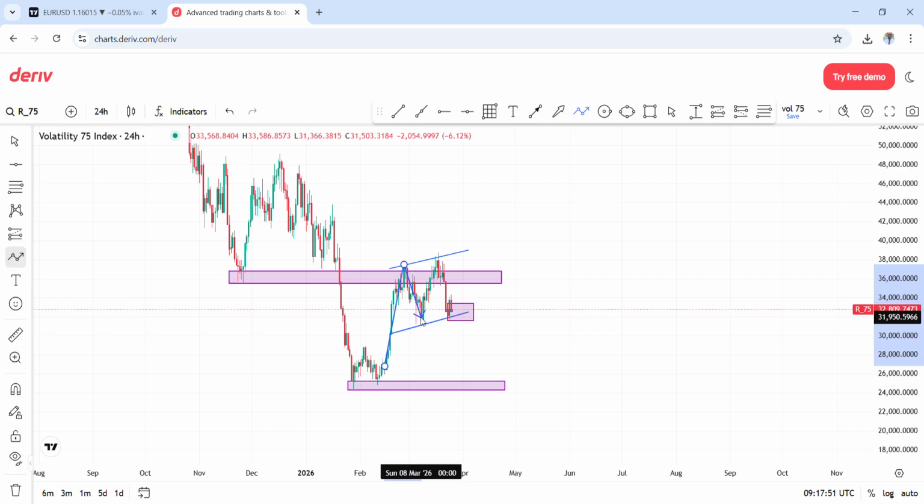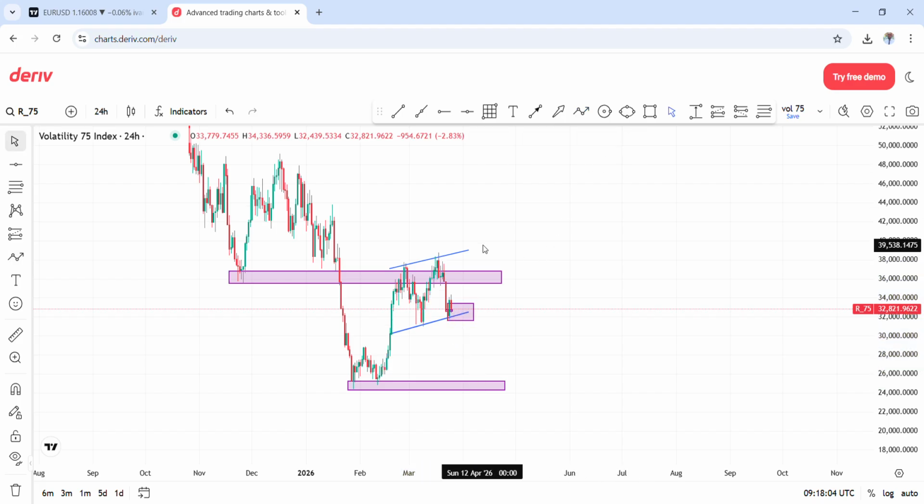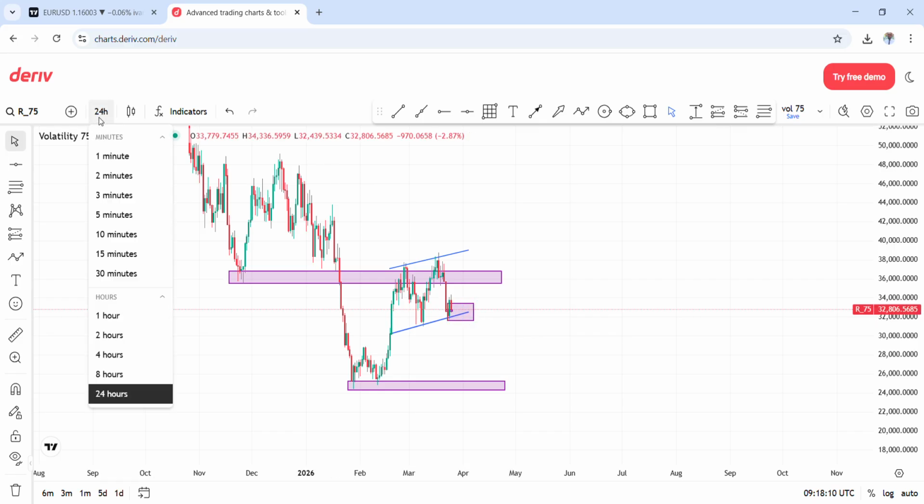The first option is that markets are going to do what? They are going to form this M pattern, then they break out a little bit, and then they come and retest this zone, and then they sell. But right now, as we can see, this is where I bring in this order block, which is in the middle. So what do I do?